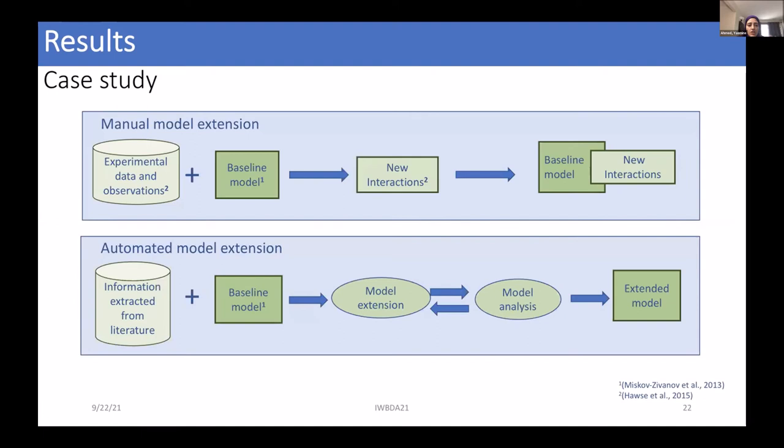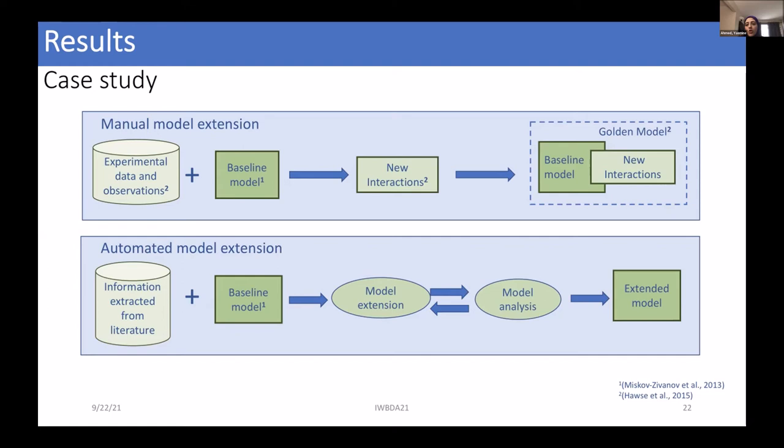So here's again the manual model extension versus the automated model extension. We have the golden model from reference 2, which is an extended version of the computational model that has been proposed in 1. So this will be our golden model, and we will use the baseline model as the model that has been created in 1. And the golden model is the manually expanded version from this model. So you want to automatically expand this version and compare it to the golden model or the manually expanded model.